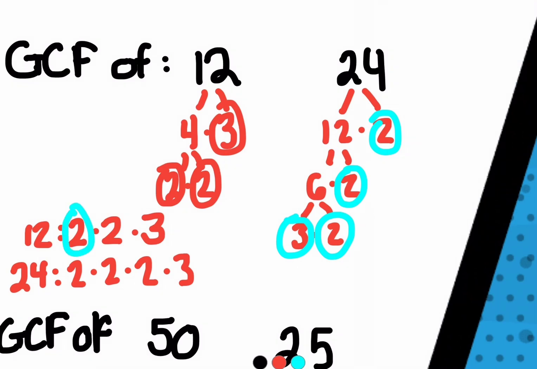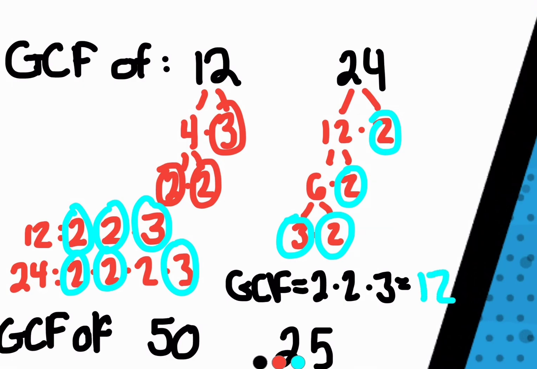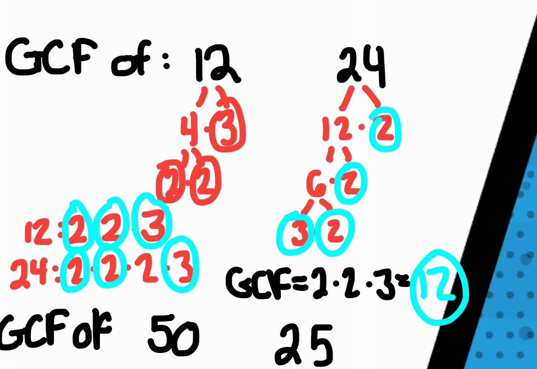Now I've got to see what they have in common. I see a 2 down here, 2 up here, 2 down here, 2 up here. There are no more 2s up top. And a 3 and a 3. So that means my GCF of 12 and 24 is found by doing 2 times 2 times 3. 2 times 2 is 4. 4 times 3 is 12. So my greatest common factor of both of those is 12. That's the biggest thing I could divide both of these by.